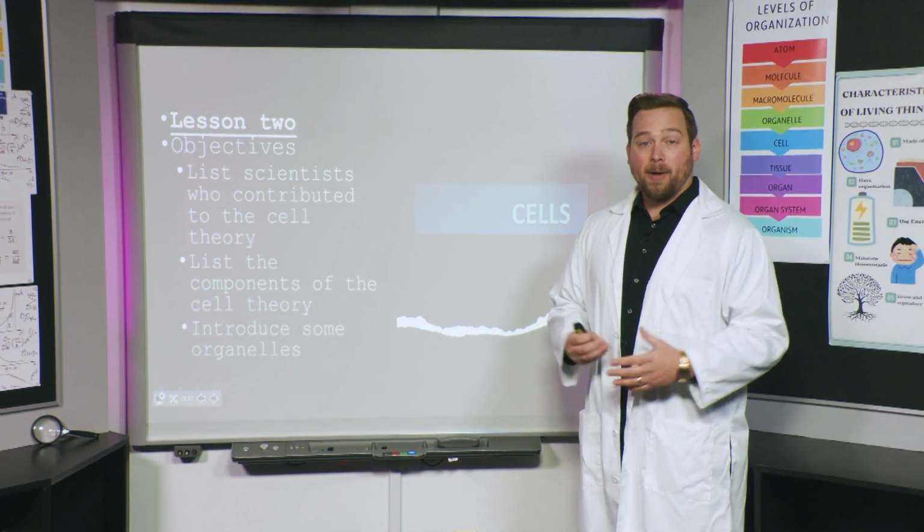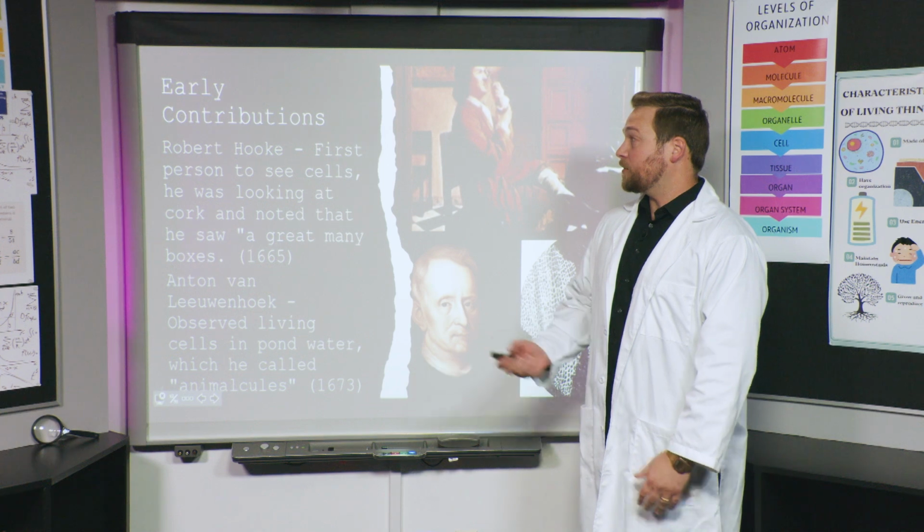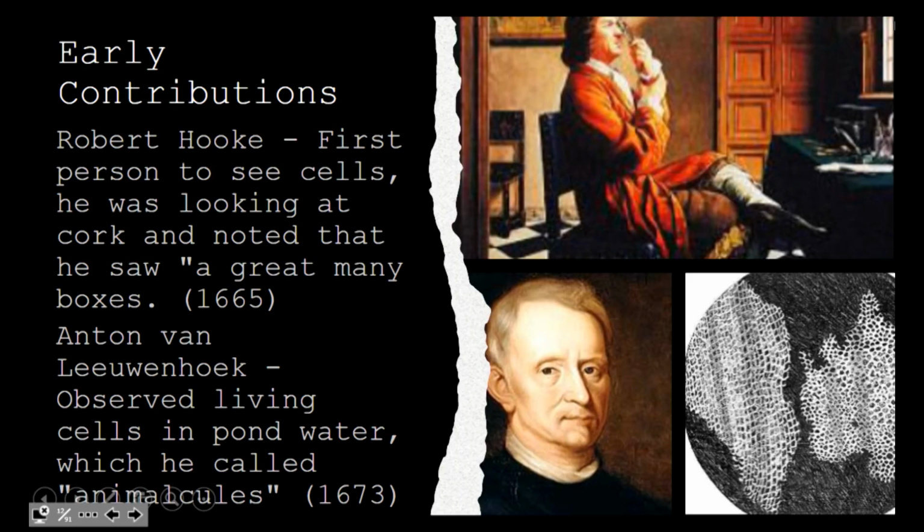So today we're talking about cells. Specifically, we're going to talk about something known as the cell theory, which I introduced to y'all last time. I really wanted to draw y'all's attention to this guy in the bottom corner here, okay? His name is Robert Hooke, and he was the very first person to see cells.